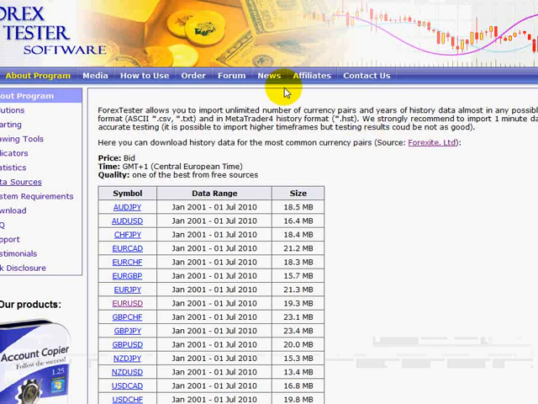What else you get? This is back data. This goes back to 2001 in January. And you can see all the pairs that it covers. You can see it's still highlighted here. I took the Euro US dollar because a lot of people trade that. And it gave me data up to the 1st of July 2010. That's a ton of data.